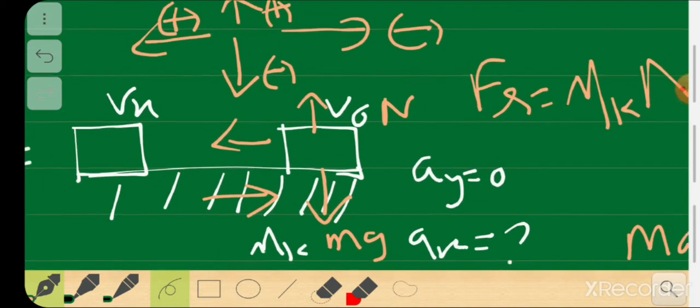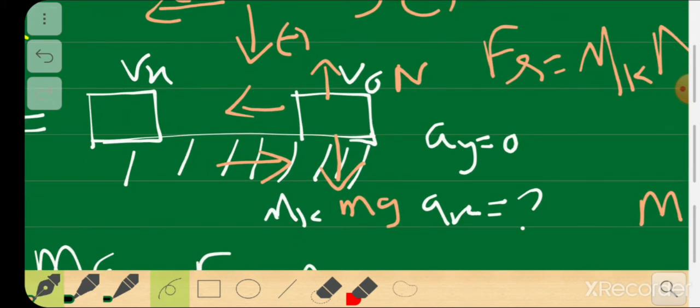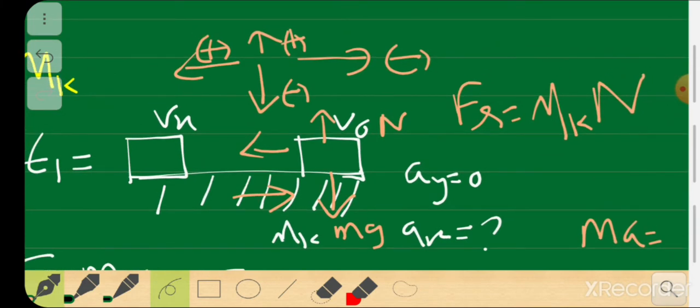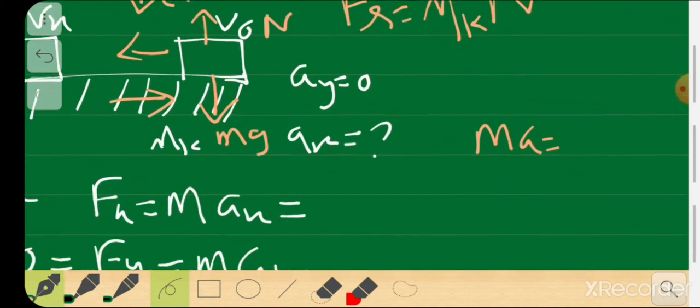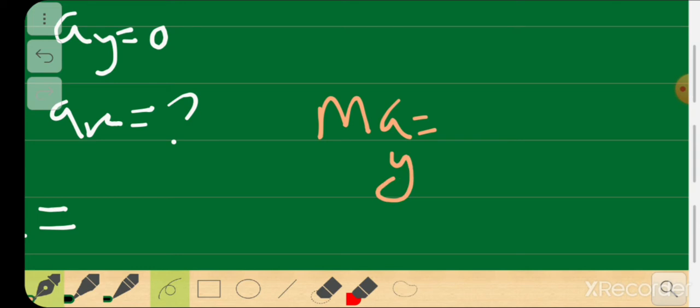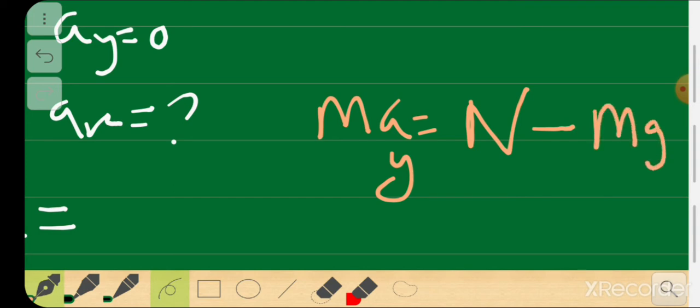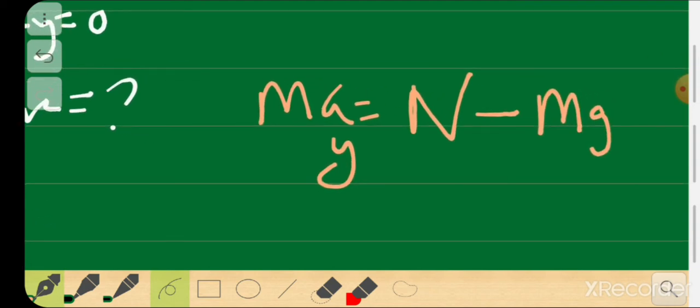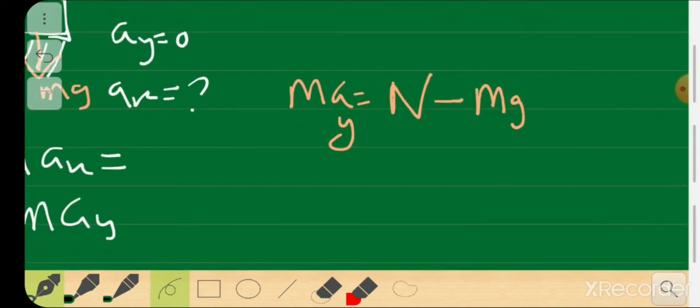Now if you look at this problem, the normal force is in the up direction, so that is in the positive direction, and the mg is in the down direction, so that is in the negative direction. So in the y-axis, you can see may, which is the force. The normal force is in the positive direction, and the gravitational force is in the downward direction. So may is N minus mg. ay is equal to 0, there is no acceleration in the y-axis, so this is equal to 0. So N is equal to mg.